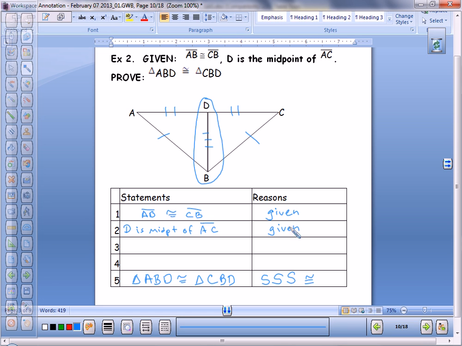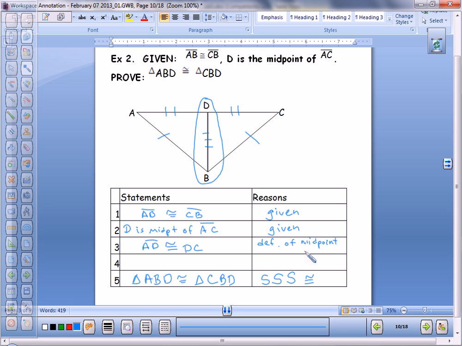Now, does D is the midpoint of AC tell us anything else? Yes. What did it tell us? That AD is congruent to DC. Why is that true? The definition of the midpoint. Because what does the definition of the midpoint do? The midpoint divides a segment into two congruent segments. That is the definition of midpoint. Good.